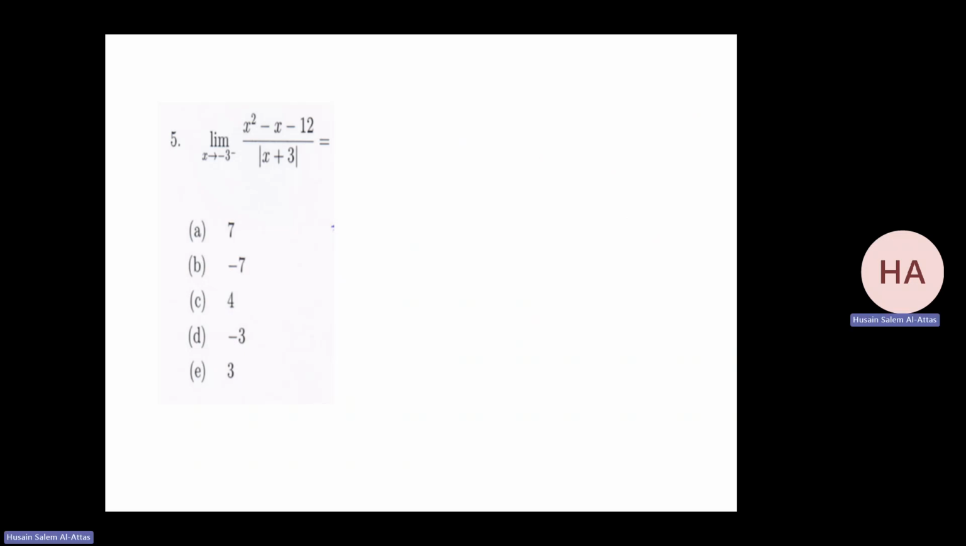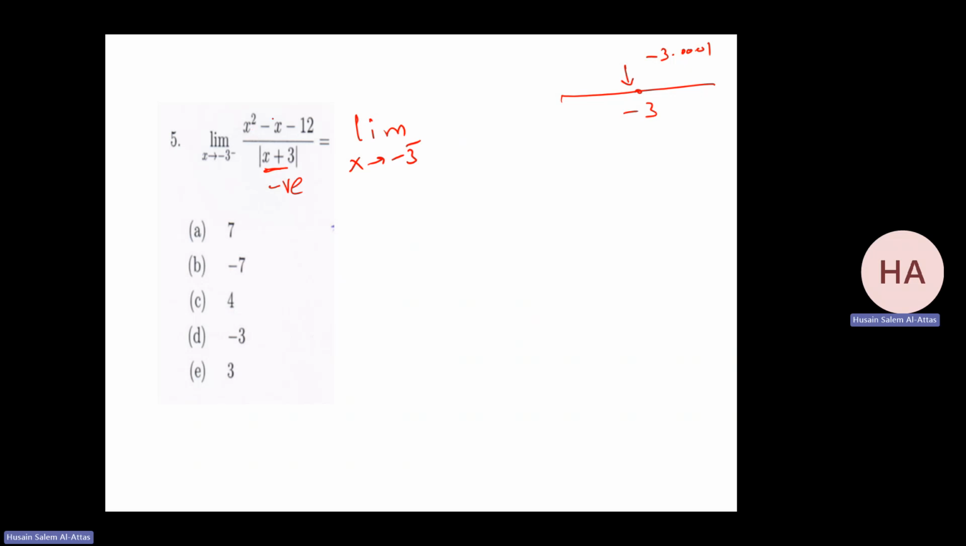This one, what is my first step? Get rid of the absolute value. So x equals -3. When it is minus, you need to be careful. This is -3 from left. So I'm here, which is -3.001. Plug it here. You get what? A negative value.